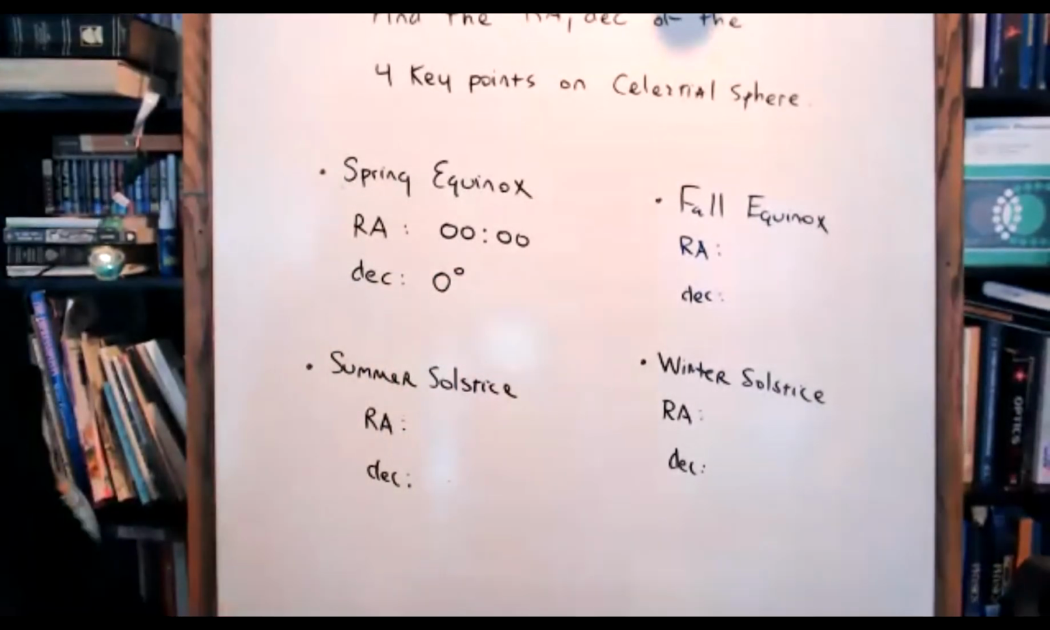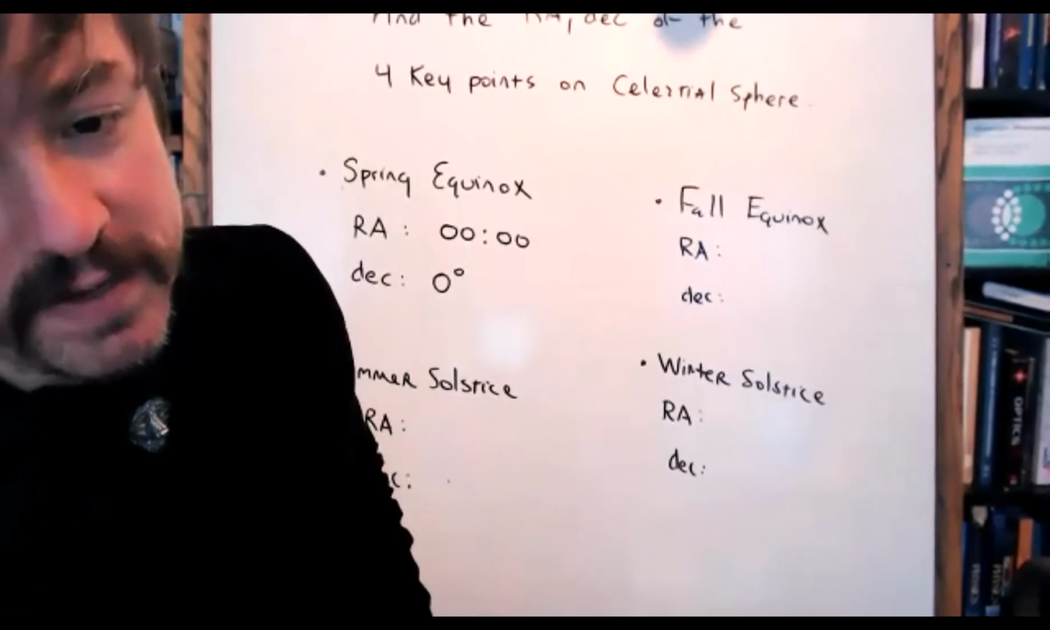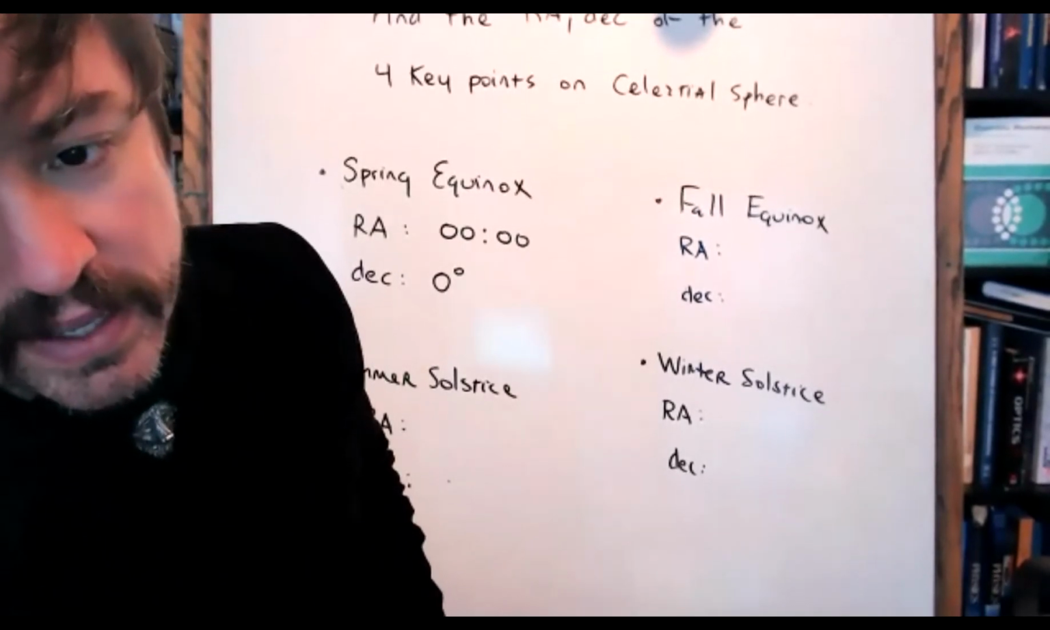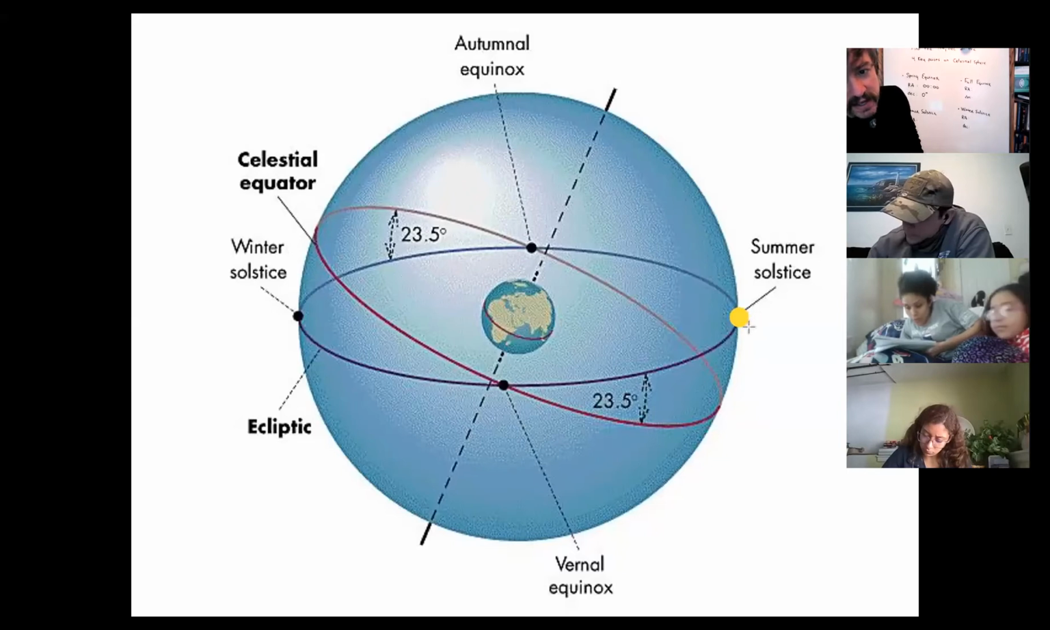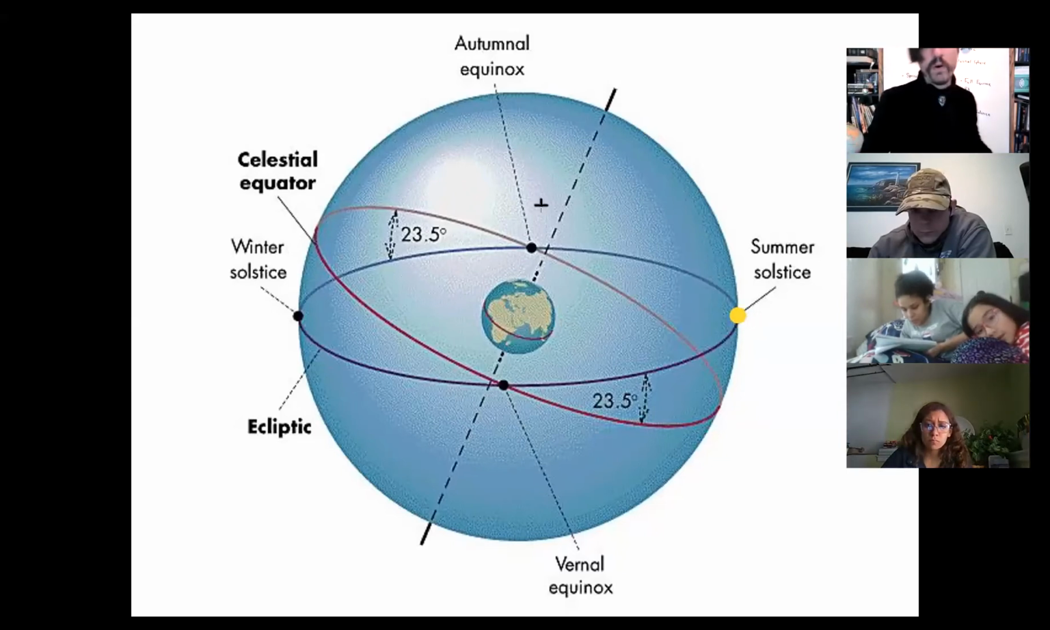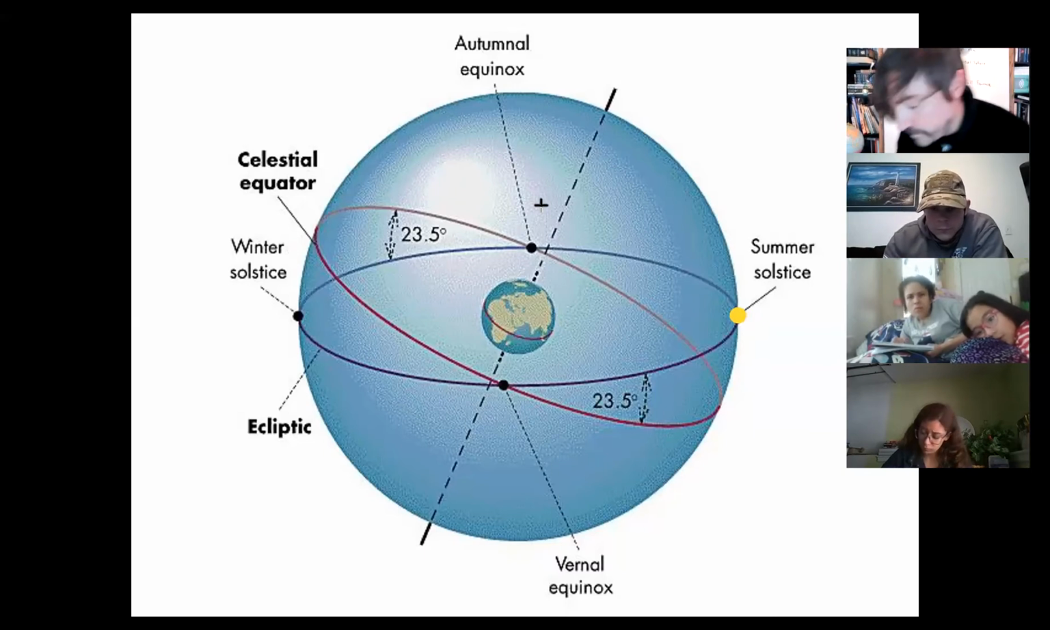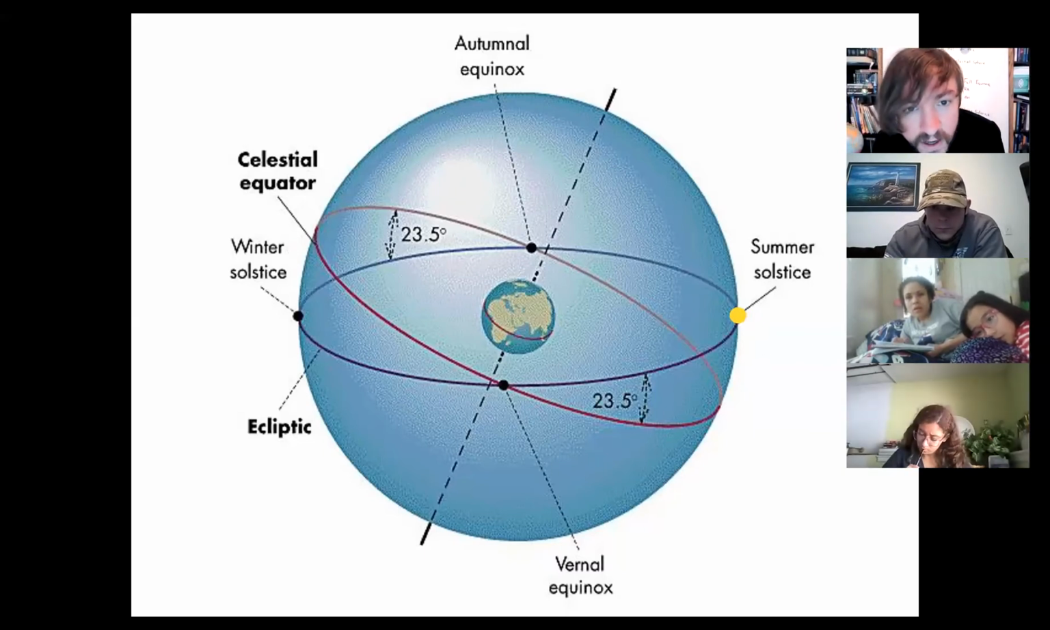Let's see if someone else can get one. Let's try a harder one. Can you guys, and Ryan, let's let them try first because you're already understanding, so it's less useful for you, but I'll let you try if they can't get it. Can anyone give me the right ascension and declination of the summer solstice? Or give me one of them. So we're talking about this point right here.